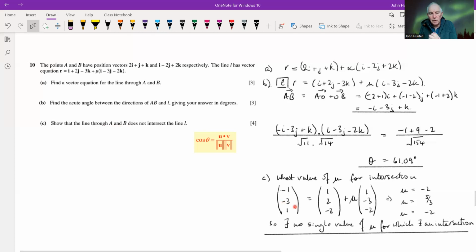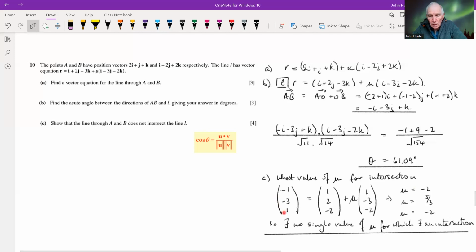Okay, so for there to be an intersection between these, then this is the line AB, the line between A and B, and there must be some mu. So there must be a point which is defined by a single value of mu. This is a scalar multiple of this direction vector. So there must be a mu for which this equation is true.